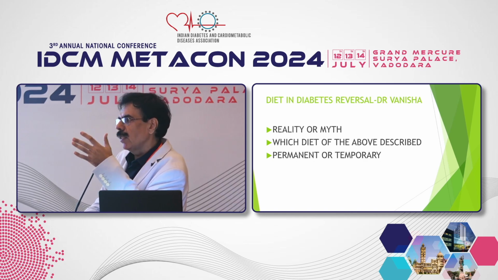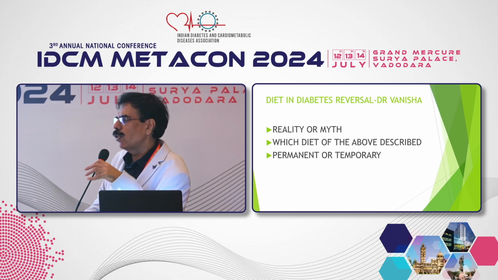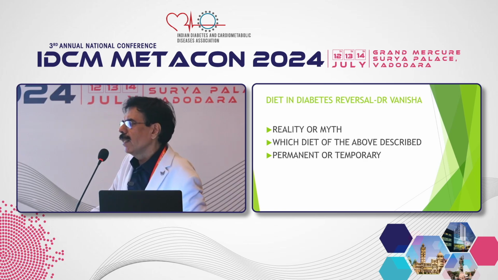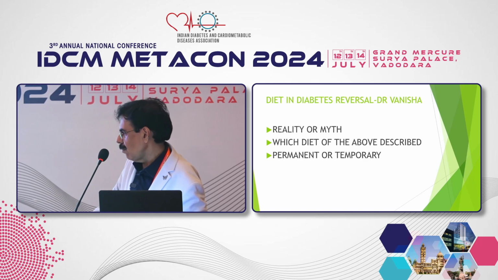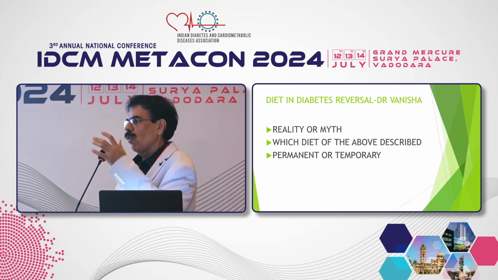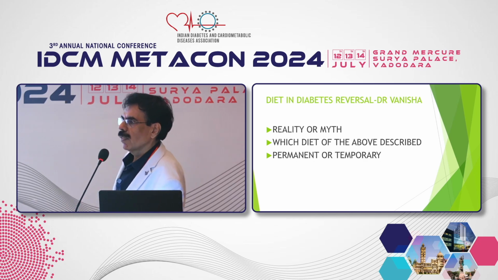Anyone wants to answer this? Is it a myth or is it a reality? So there is reversal, there is remission, and that happens when it is either pre-diabetic or a newly detected diabetic. So when you have too many comorbidities already set in, it is difficult. But insulin resistance is something which can be taken care of with diet and exercise. Okay, yes, please, sir.